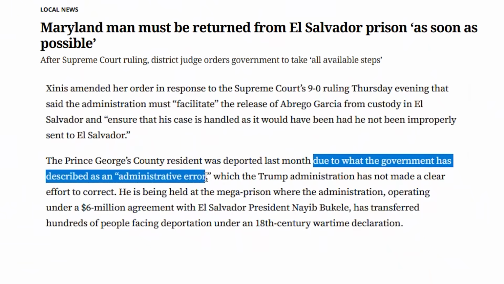And by the way, when they asked Trump about this on the news, they asked him, don't you have a duty to uphold the Constitution in this regard? What about the Fifth Amendment?